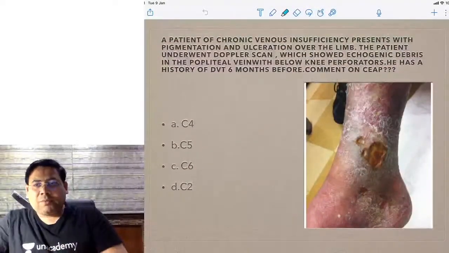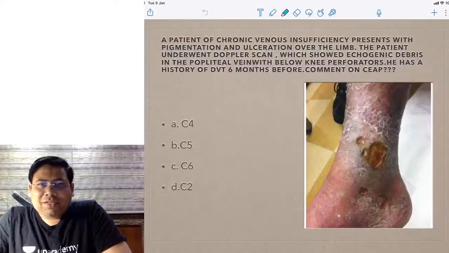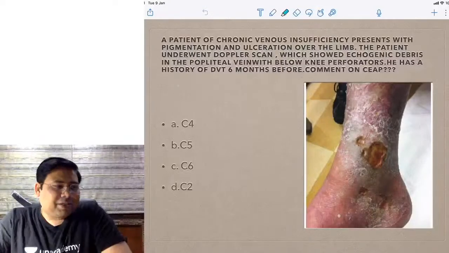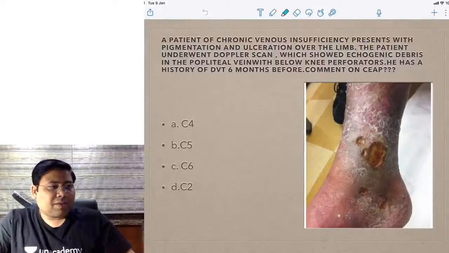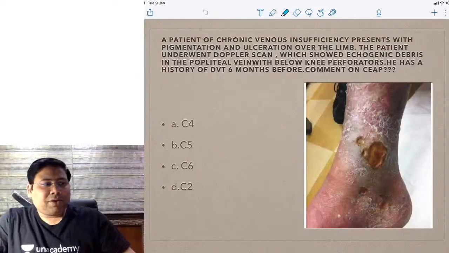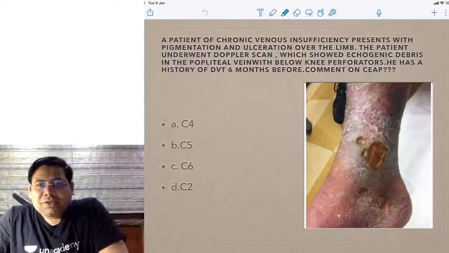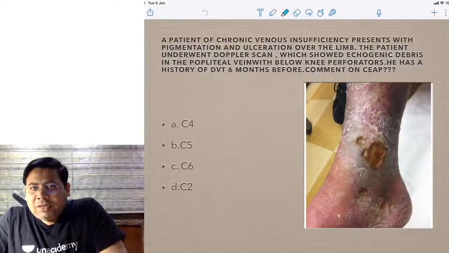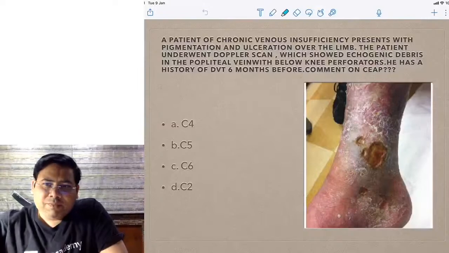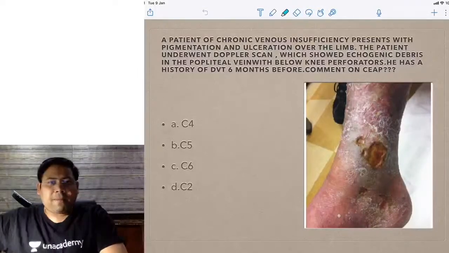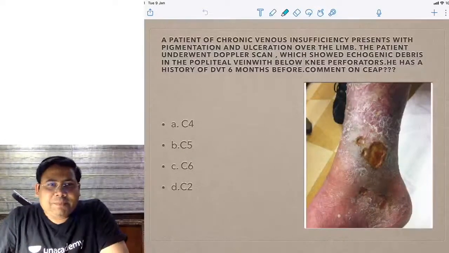So this is the question that I'm going to discuss right now. Hi Maria. A patient with chronic venous insufficiency presents with pigmentation and ulcer. Just tell me the concept of this. A patient of chronic venous insufficiency presents with pigmentation and ulceration over the limb. If possible, please write the complete CEAP in this case.